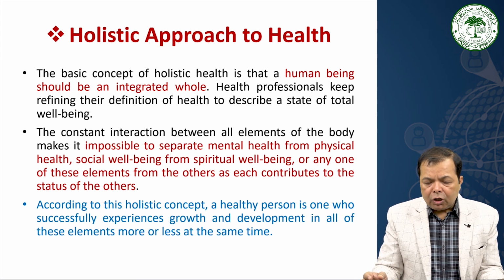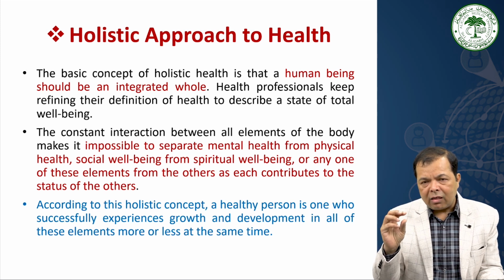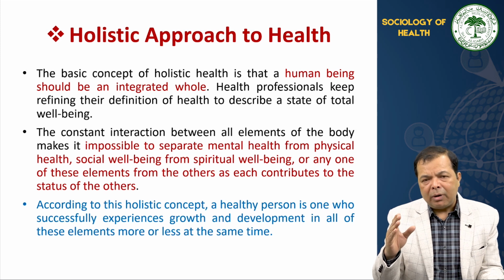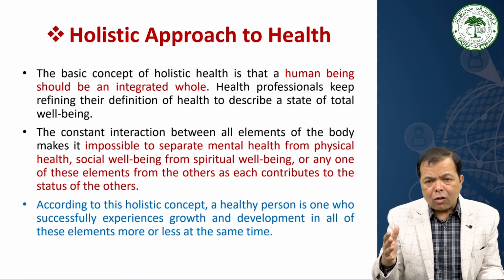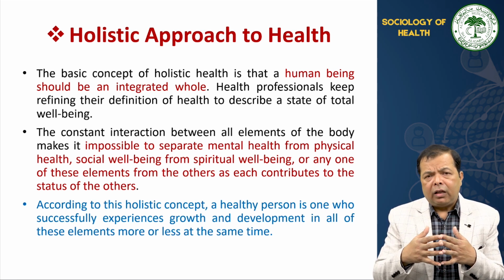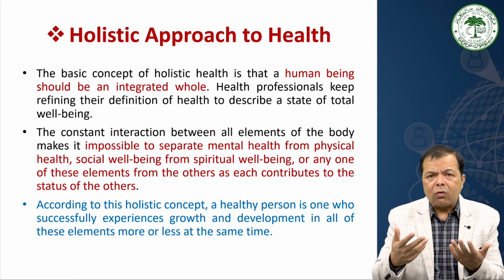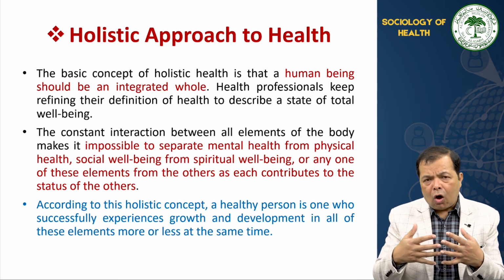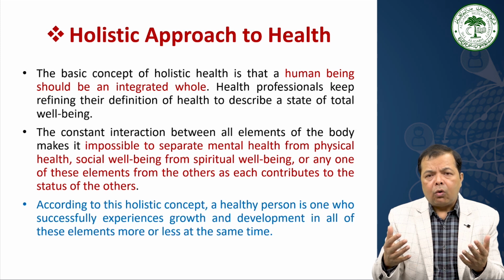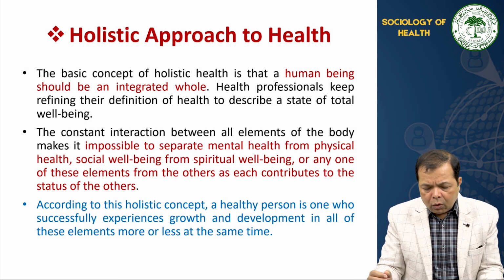Health professionals keep refining their definition of health to describe a state of total well-being. The constant interaction between all elements of the body makes it impossible to separate mental health from physical health, social well-being from spiritual well-being, or any one of these elements from the others, as each contributes to the status of the other. Now, going a little further from that disease thing, if we talk about the different dimensions of health, we have seen that there is mental health, social health, spiritual health; there are different dimensions of health. But actually, all these dimensions are interrelated. If one dimension is not working well, then the rest of the dimensions will not perform well. That means there is a need to look at all these dimensions as a whole, and that is why this holistic approach to health was developing. According to this holistic concept, a healthy person is one who successfully experiences growth and development in all of these elements more or less at the same time.